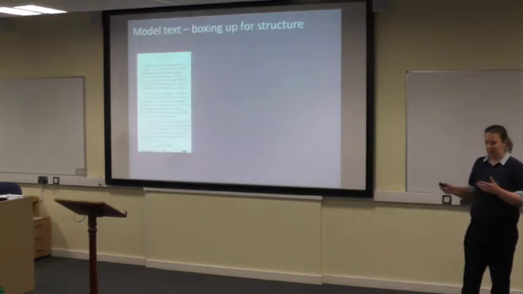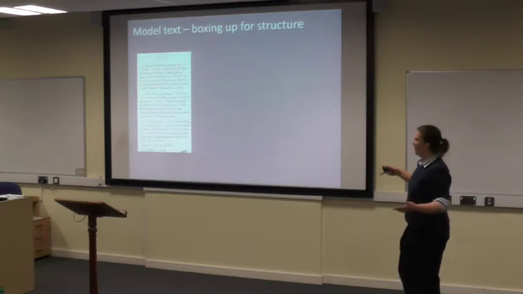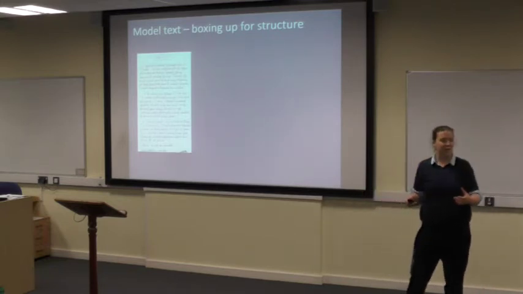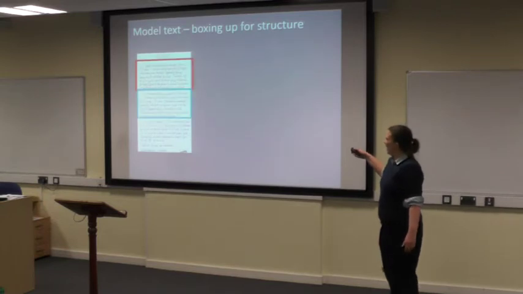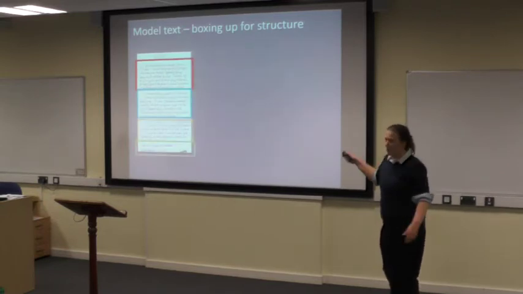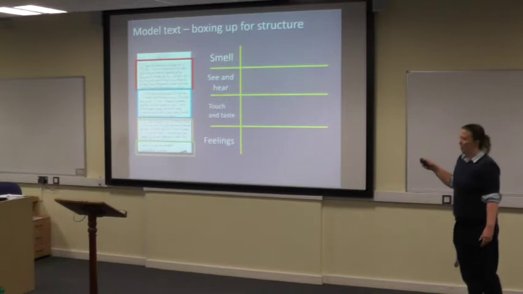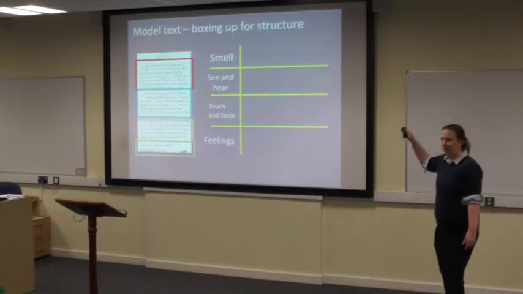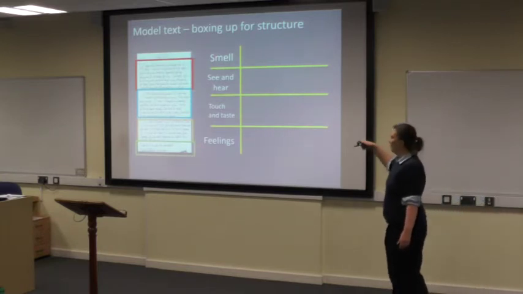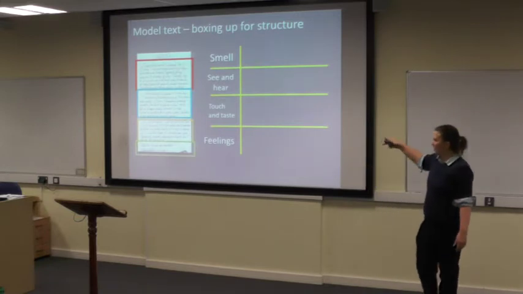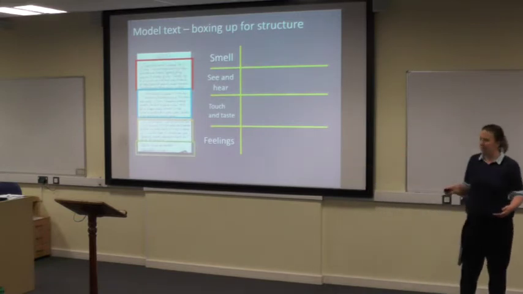We then looked at a model text for structure, so it's irrelevant what's written there. I just googled page of writing and picked this. We looked at these 4 sections, and then we put in a box what each was about. The first paragraph is mainly about the smell of the things. The next paragraph is mainly about what you can see and hear. The next one's touch and taste, and then it's the person's feelings about what they've eaten.